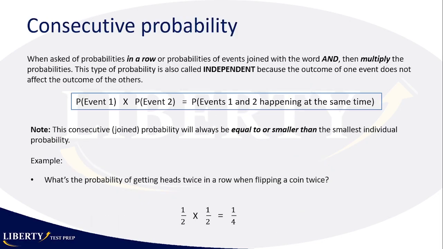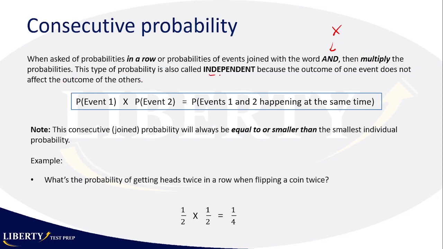Okay, so now let's continue here to the consecutive probability. When asked of probabilities in a row, of probabilities of events joined with the word and, now remember, we mentioned this before, whenever you have the word and, that implies a multiplication. Okay, then multiply the probabilities.